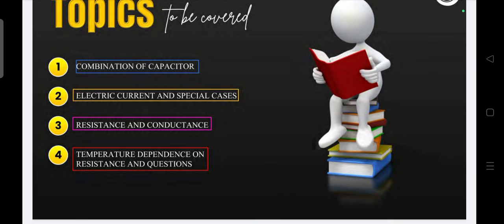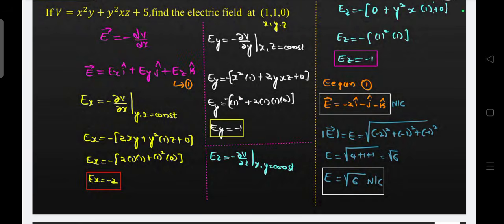So let's get started. First question: if V is equal to x square plus y square xz plus pi, find the electric field at 1 comma 1 comma 0, that is x comma y comma z. We have to put for x, y, z three formulas. For first x formula, Ex is equal to dV by dx. Just put the value of x, y, z, you will get the Ex value. Likewise Ey value, then Ez value. So this is the answer for your first question.